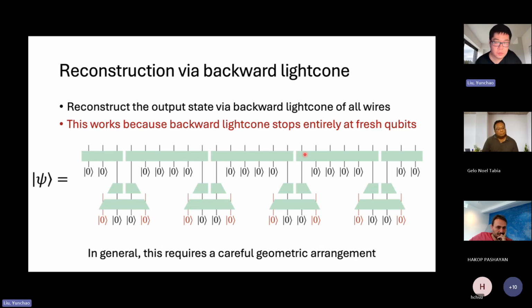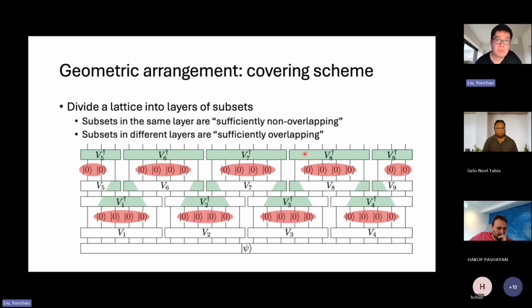Okay, so finally, I will tell you about how to get this geometric arrangement. We call this a covering scheme. A covering scheme is a way to divide a lattice system into layers of subsets with two properties. The first property is that subsets in the same layer are sufficiently non-overlapping. And the second property is that subsets in different layers are sufficiently overlapping.